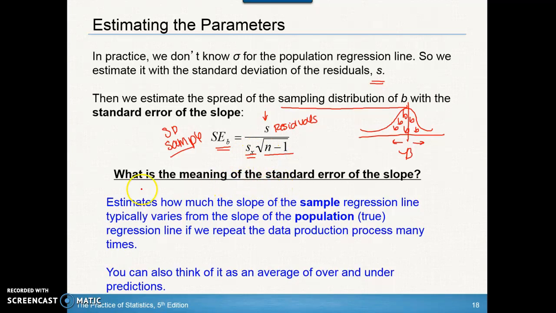Now, what is the meaning of the standard error of the slope? It estimates how much the slope of the sample regression line varies from the population regression line if we were to do this over and over again. So I have one population slope. I took 100 samples and found 100 slopes. How much do those samples differ from the population slope? You can think of it as an average: are you predicting on average too high or on average too low?